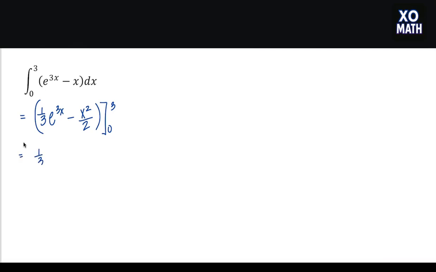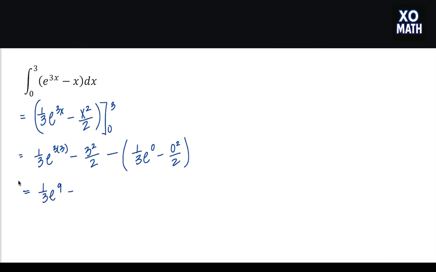So we'll have 1/3 e to the 3 times 3 minus 3 squared over 2 minus, and now we'll substitute in 0 into each x. And we need to have parentheses here because there's two terms. So we're going to have 1/3 e to the 0 minus 0 squared over 2. So let's simplify this a bit. We have 1/3 e to the 9th minus 9 over 2.